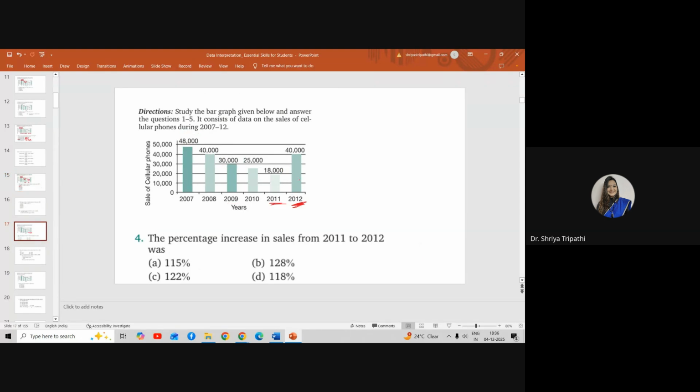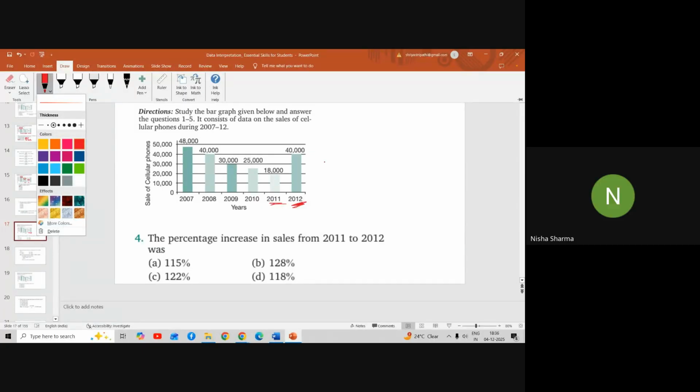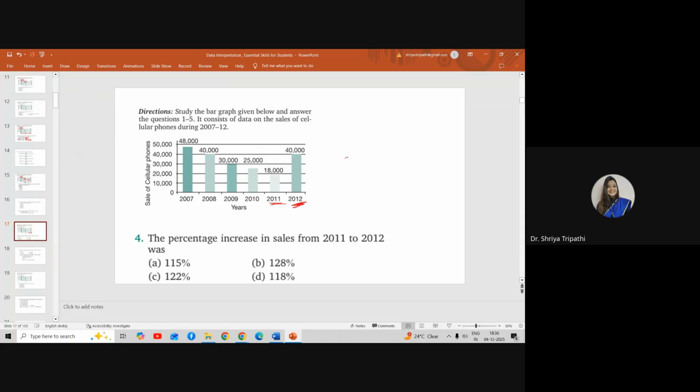22,000 divided by, which is my base figure here? Ma'am, 18,000. Beautiful, right? So here 22,000. If I'm not writing, all the zeros would be omitted. 22 divided by 18 into 100. Am I clear, everyone? There are the same number of zeros in 22,000 and 18,000. That is why I omitted that.